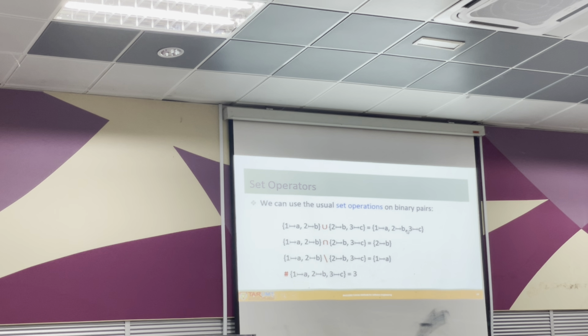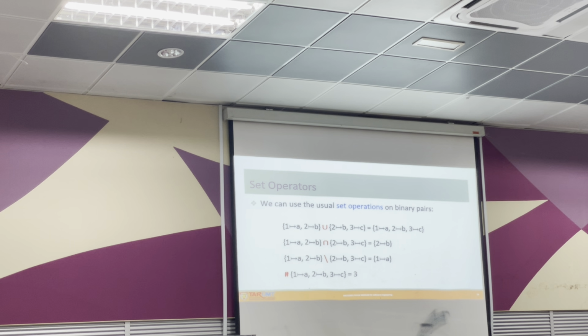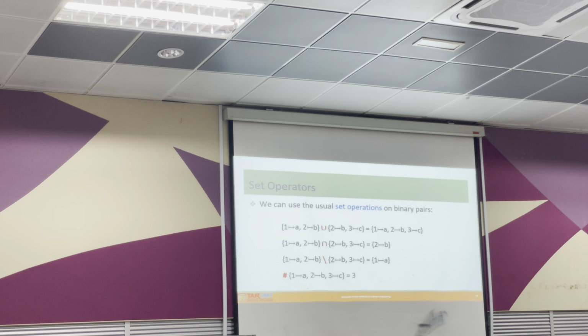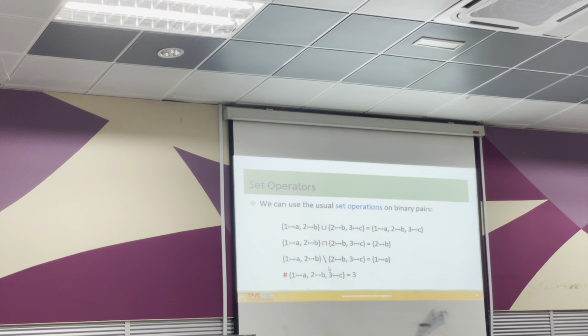This is just for you to know that when you go from many to many or many to one, then your answer will be different. But for now, here is just an example: you can do union, intersection, and backslash is removing, and so on.